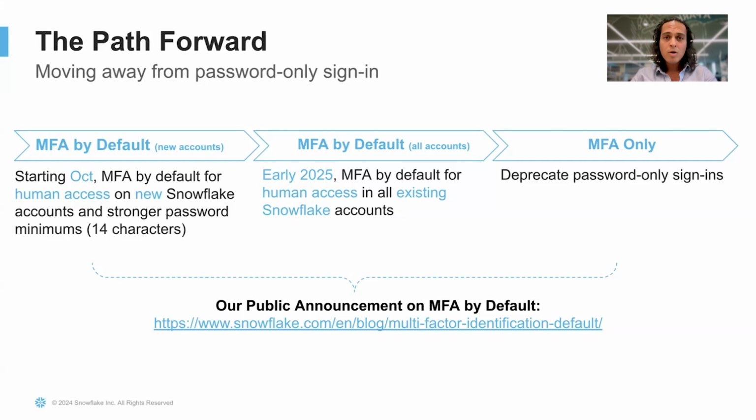In fact, in October, we announced that every new Snowflake account would be subject to multi-factor authentication for human access, and we're also increasing the minimum length of passwords to 14 characters. We plan to continue doing that for all existing accounts sometime early in 2025. And at some point in the future, we do envision a case where password-only sign-ins will not be allowed to Snowflake. This is an effort on our side to help all customers move to what we call strong authentication.